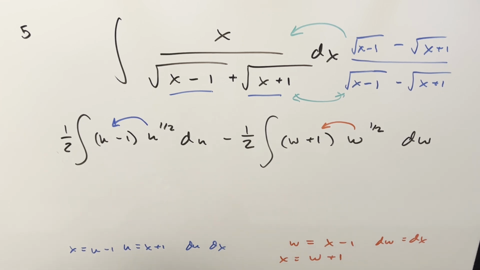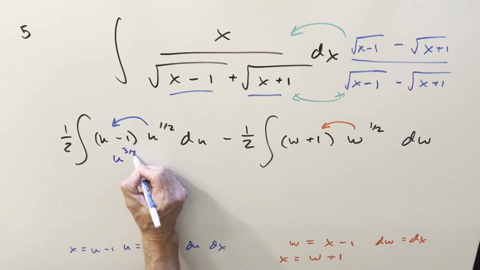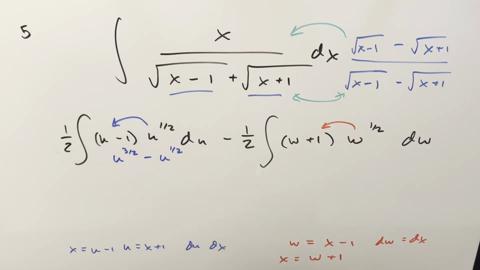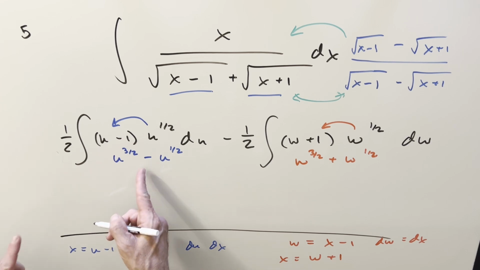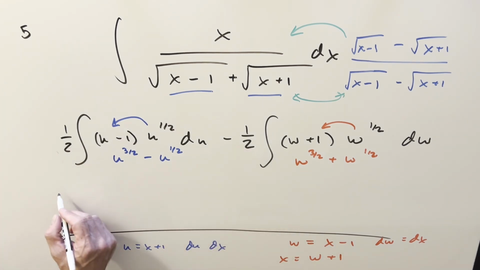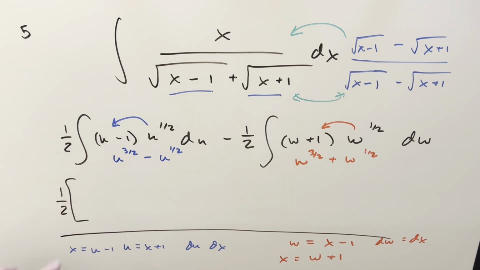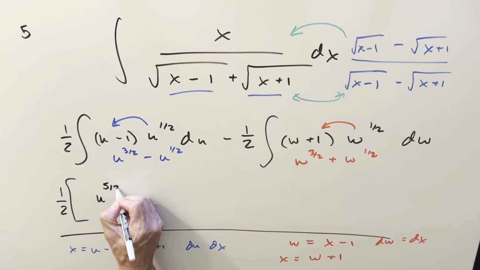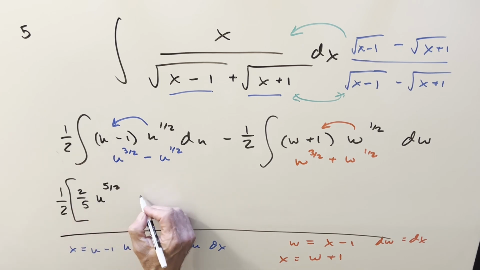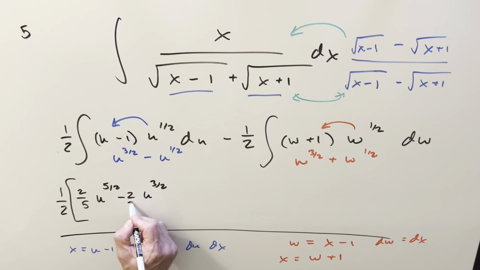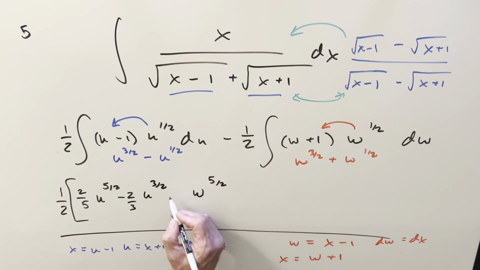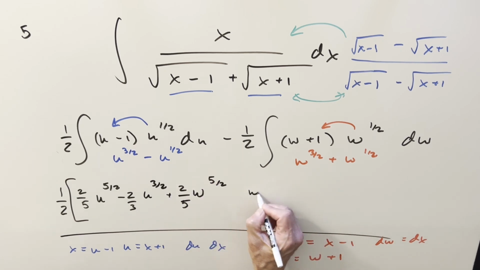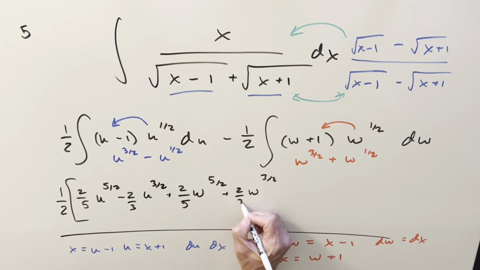So what's going to happen when we distribute this in, this is going to become u 3/2 minus u 1/2. Over here on this one, it's going to become w 3/2 plus w 1/2. Okay, so now integrate with power rule. What I'll do is let's factor the 1/2 out of both these. We'll just take care of that. So this is going to be 1/2 way out here. Integrate, we get u 5/2, flip it, 2/5. Here we're going to have u 3/2, flip it, minus 2/3. Then let's bring this stuff over this way. So now we're going to have w 5/2, kind of mixing variables now, 2/5. And then here we're going to have w 3/2 plus 2/3.